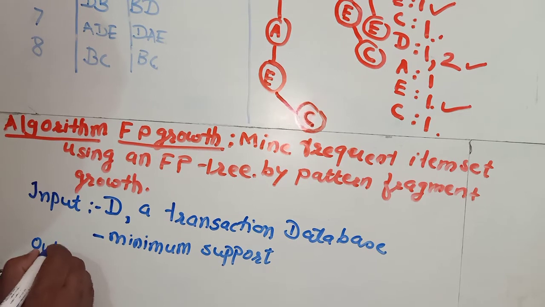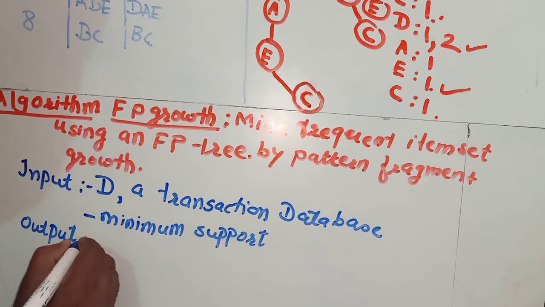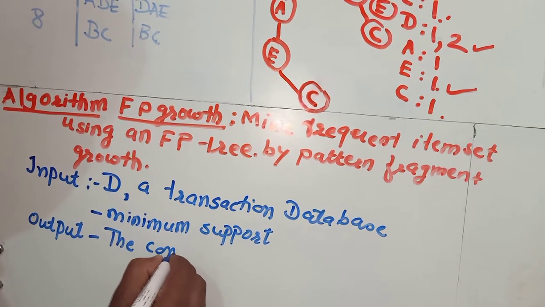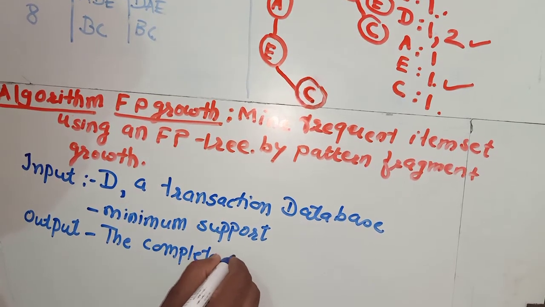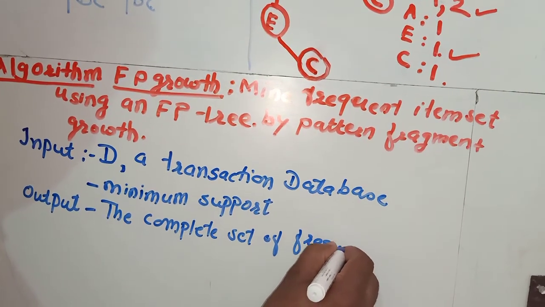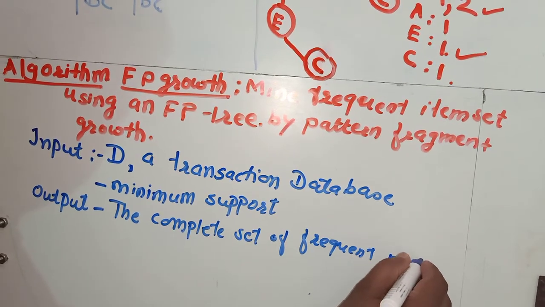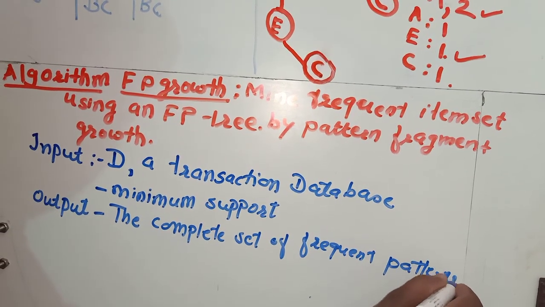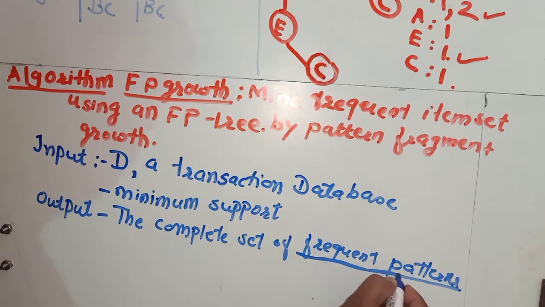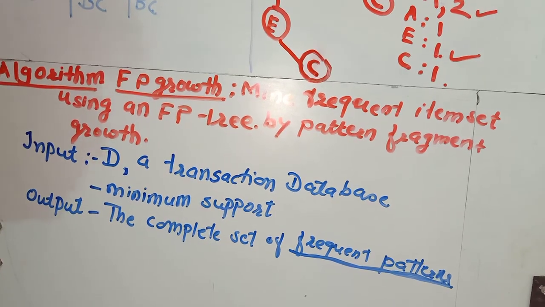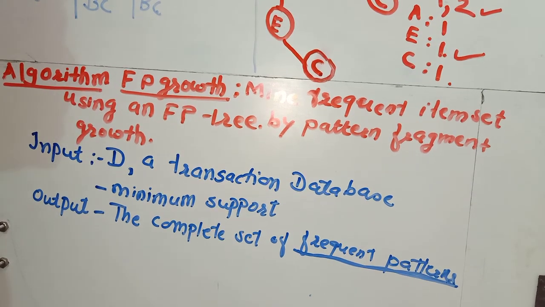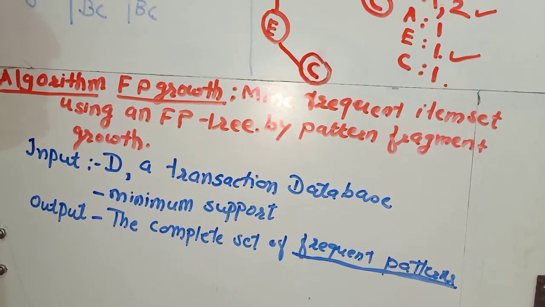Output of this is the complete set of frequent patterns, right? So the target is to find the frequent patterns so that we can use these frequent patterns to take certain decisions for the benefit of the organization, right? So this is all about the FP growth algorithm, right?